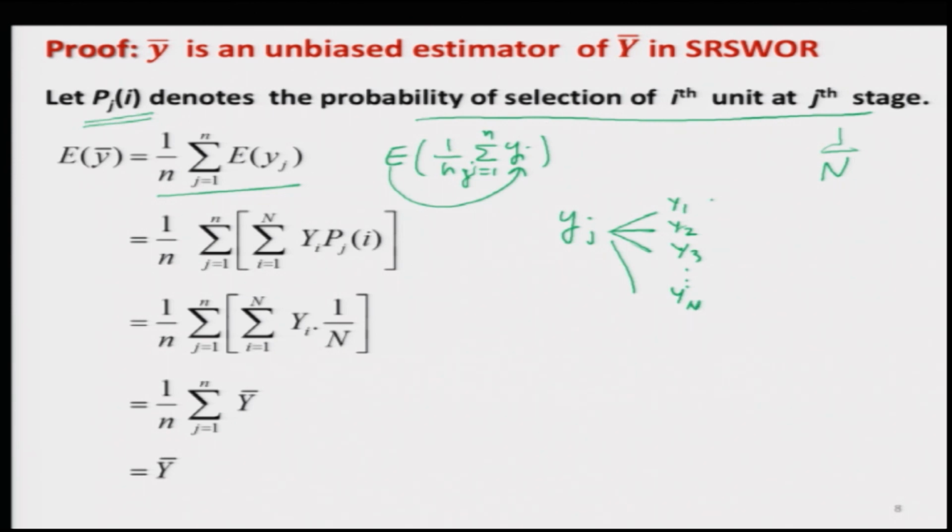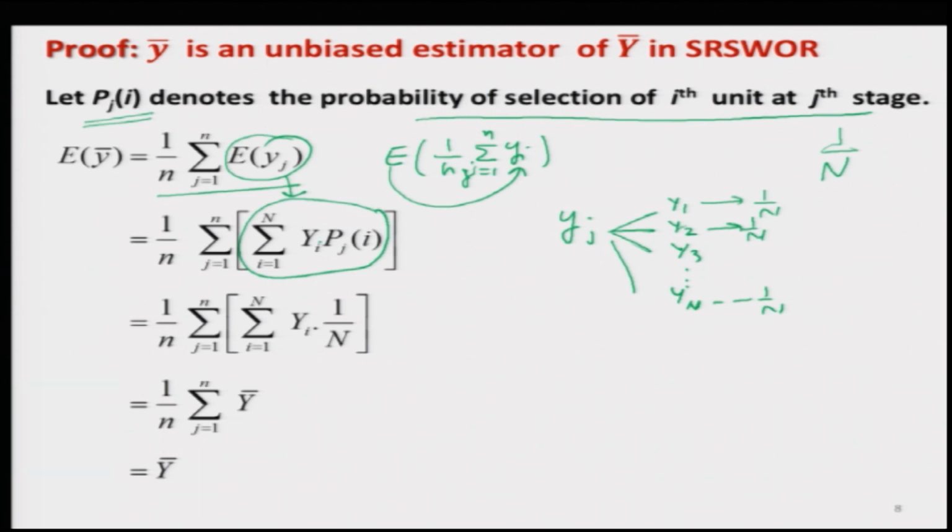And every unit has a probability 1 upon N, 1 upon N and so on. That is what we have already discussed. So now the expectation value of y bar will become the sum over i goes from 1 to N of capital Yi, because this is on the population with probabilities Pi.